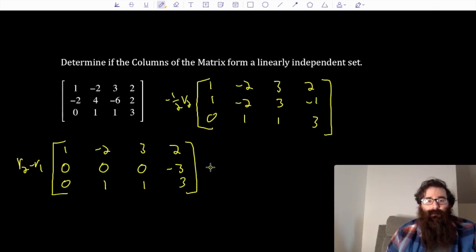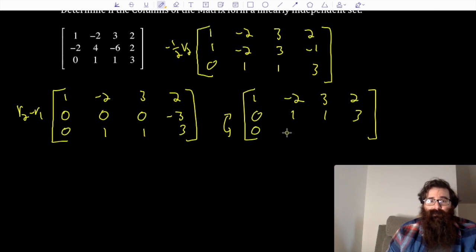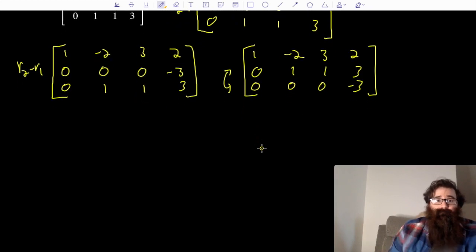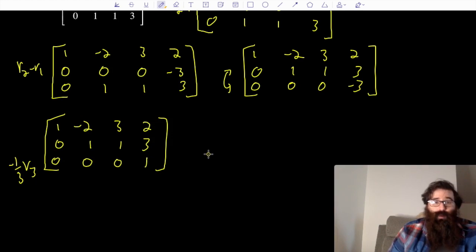Now, a couple things I want to consider here. I want to think about interchanging rows 2 and 3. I want to think about scaling row 3 as well. Let me swap them first. So row 1, just going to leave it alone, rewrite it. My new row 2 is going to be that 0, 1, 1, 3. And then my row at the bottom is going to be 0, 0, 0, negative 3, which I will scale now. So we'll replace row 3 with a negative 1/3 row 3. Gives me 0, 0, 0, 1.